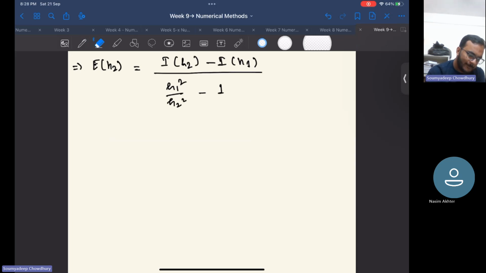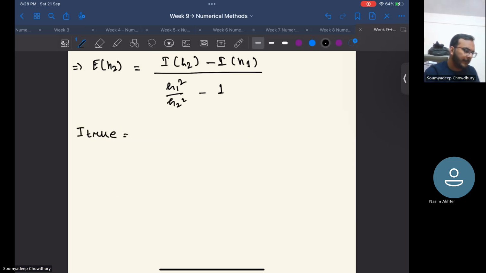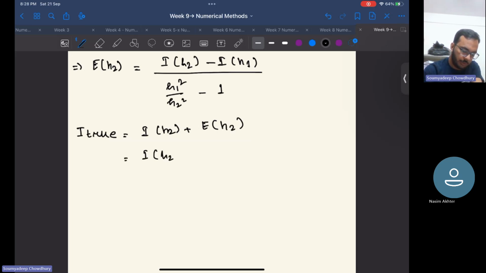Okay. So now what will be I true now? I of h2 plus E of h2. Right. So I of h2 plus I of h2 minus I of h1 by h1 square by h2 square minus 1.